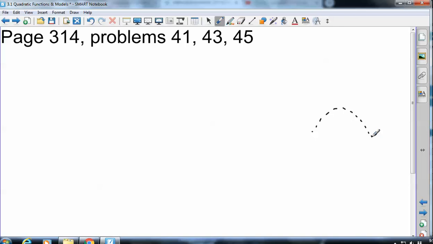43, is that linear or quadratic? Quadratic. It's opening up, so it has to have a positive squared term. 45, linear or quadratic? Linear. Okay, is that slope positive or negative? Positive, because it's increasing. Okay, so you guys can tell the difference from scatter plots there, linear or quadratic. Get an idea if it opens up or down.